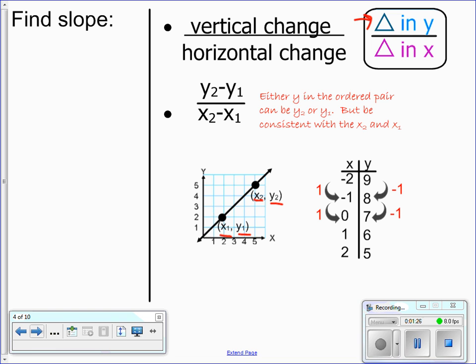If you choose from a graph, any one of these points could be your x1 and your y1 and your x2 and your y2.